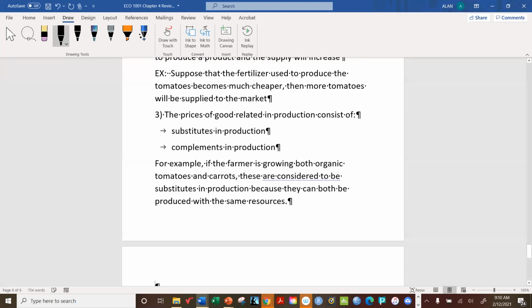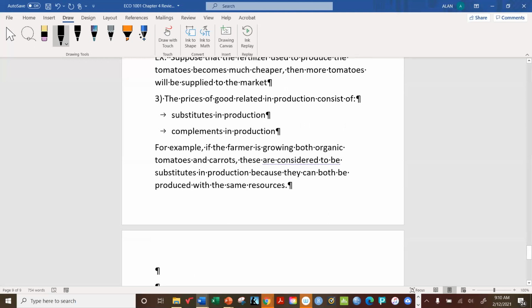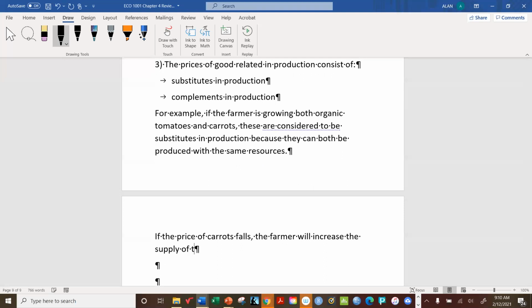Now I don't know anything about farming, but I'm assuming that they both grow in more or less the same weather conditions. I'm assuming that if you're in like Ohio, let's say, or Iowa or Illinois, if you're able to grow tomatoes, you should be able to grow carrots. And so the one you choose will ultimately depend on what the market prices are. So if the price of carrots falls, the farmer will increase the supply of tomatoes because they're more profitable than carrots.